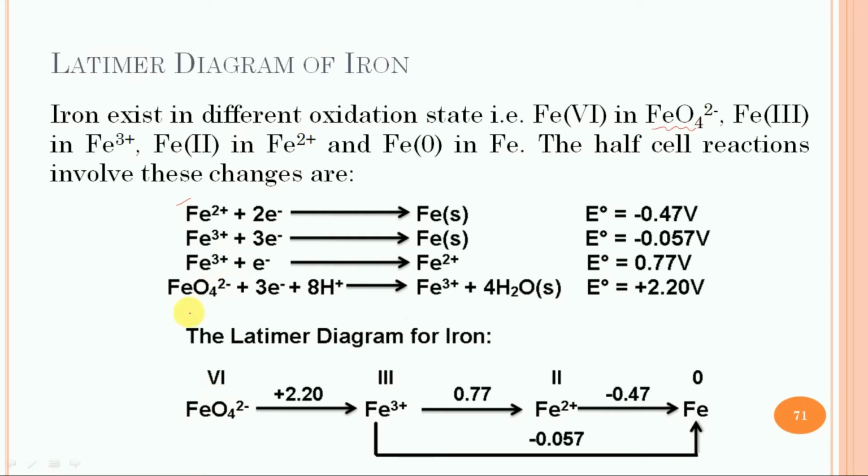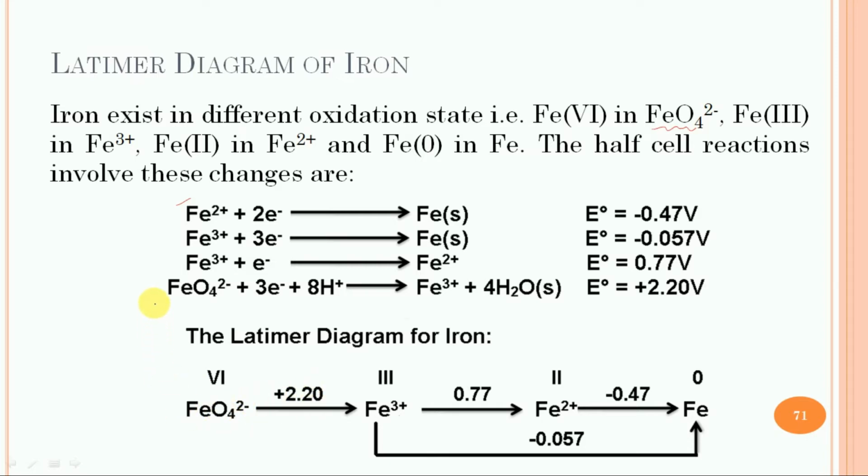The iron with the highest oxidation state, that is 6, is written on the left-hand side, and on the right-hand side the iron species with decreasing oxidation state are written. Next to this, iron 3 plus is written, then iron 2 plus, then iron with 0 oxidation state, and the potential value corresponding to each change is written above the arrow.